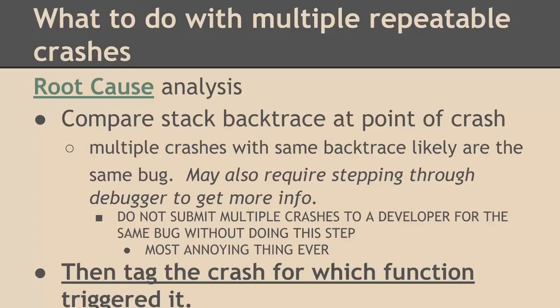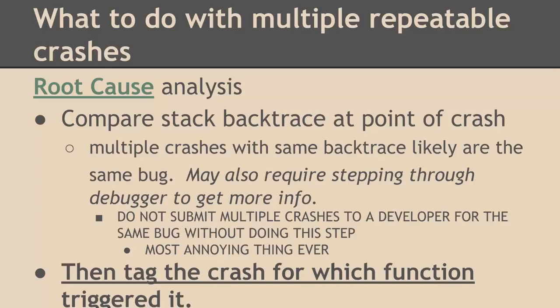So I have put some slides together on this. What you want to do for crashes is compare the stack-based backtrace at the point of the crash. This should be given to you by the debugger that is spitting out information for your fuzzer. This is if you're coding a debugger from scratch. Almost every guide should instruct you how to do this.